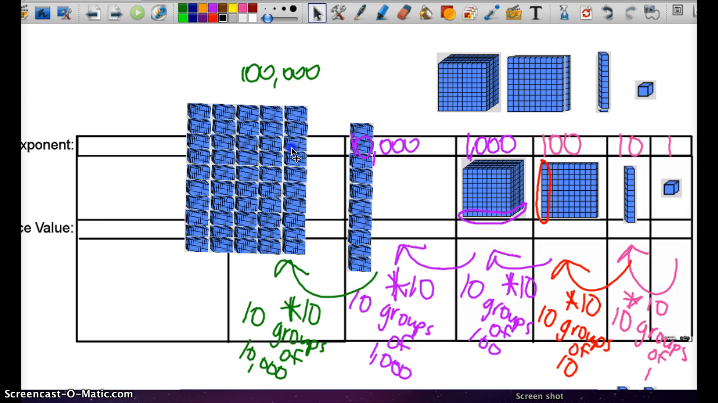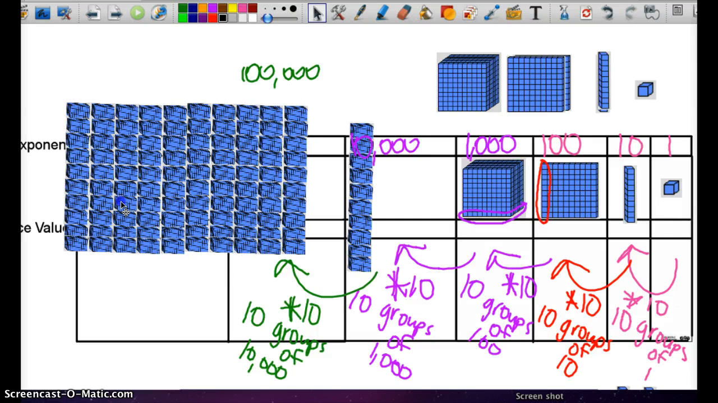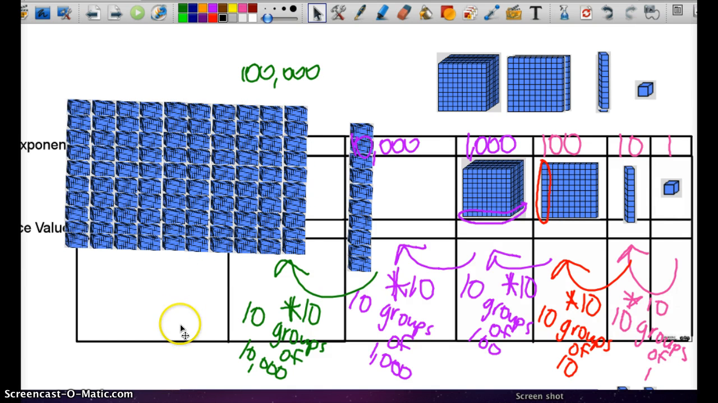Fifth group of 10,000. So at this point we're at 50,000. I'm just going to duplicate this entire thing. And here are 10 groups of 10,000. It doesn't look like the actual flat, meaning a square, but if you were to count it out, it's kind of squashed.